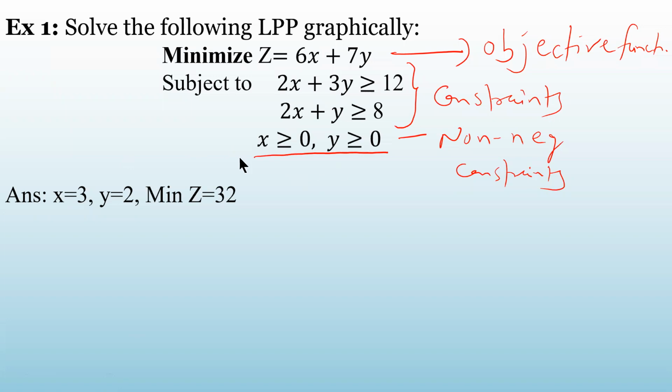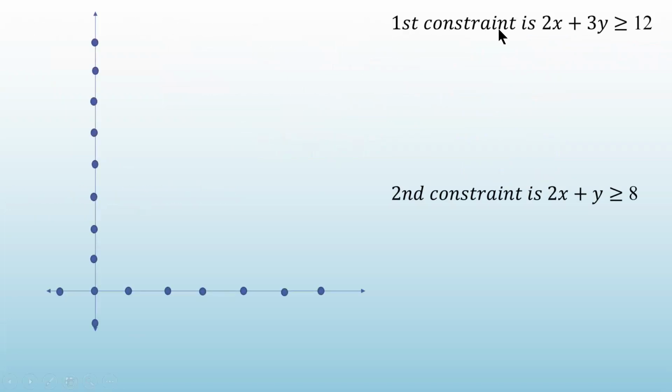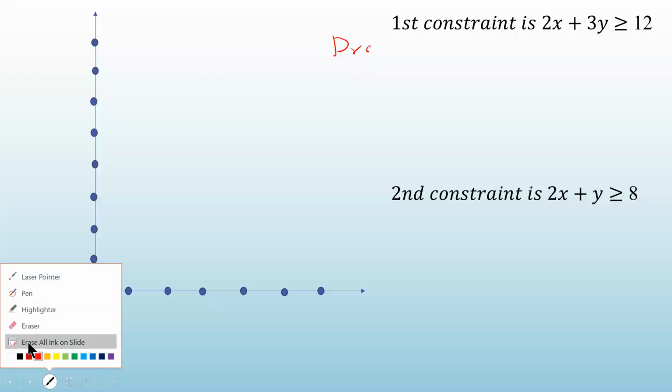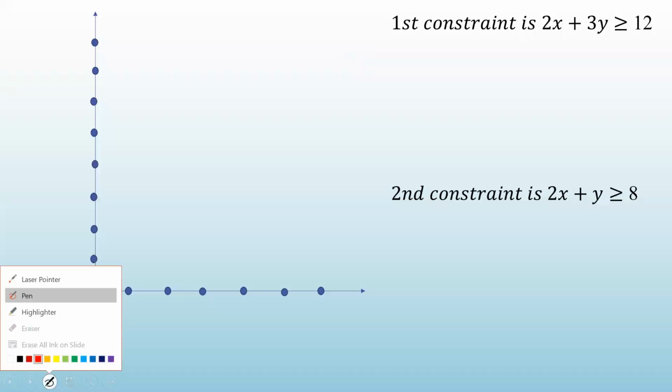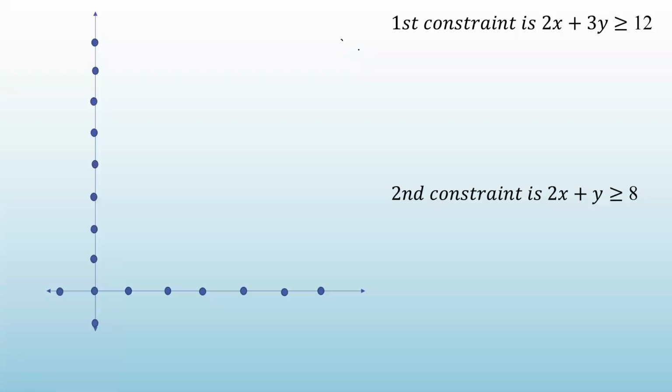So let us draw the graph for the first inequality. What is the first one? 2x plus 3y greater than or equal to 12. To find out this region, let us first draw the line. First I will use the black color pen here. So we will first draw the line.